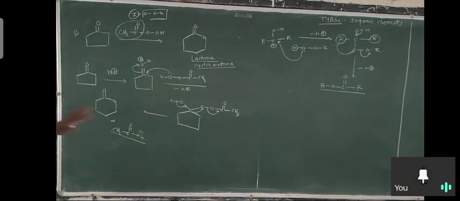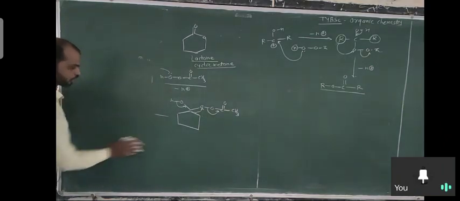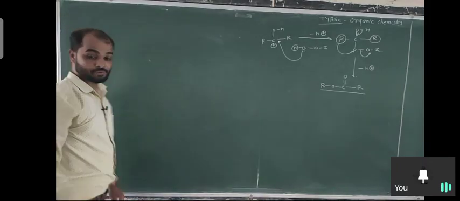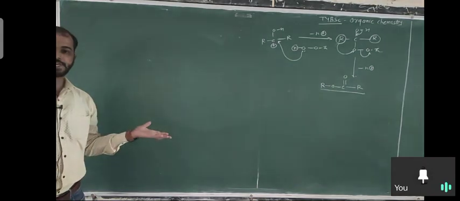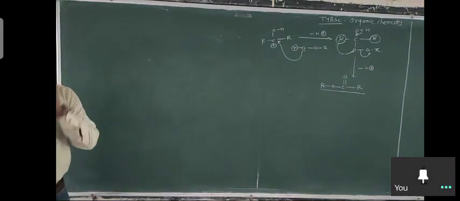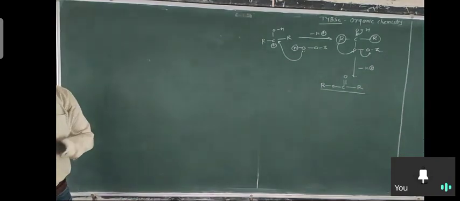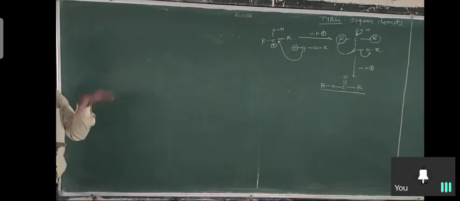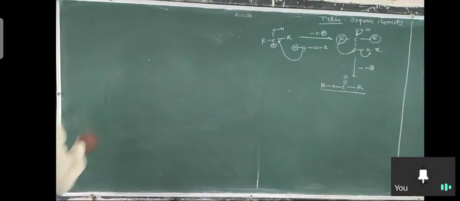So this way we write the product of the Baeyer-Villiger oxidation reaction. For that you must know which group has the more migratory aptitude. Because every rearrangement reaction has its own migratory aptitude. In some reactions the tertiary group is migrated first, but in some reactions the primary alkyl group is migrated first. So you just understand in which reaction which group has more migratory aptitude. Okay, the second example is here.